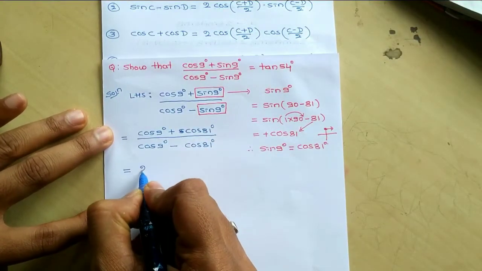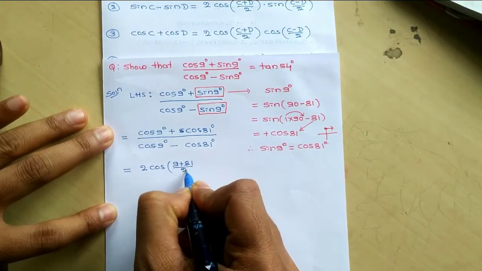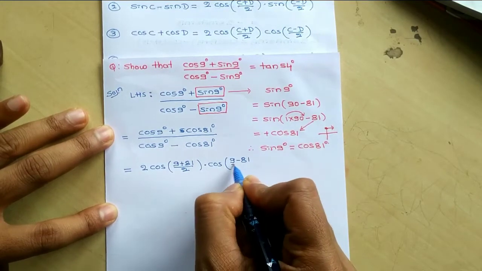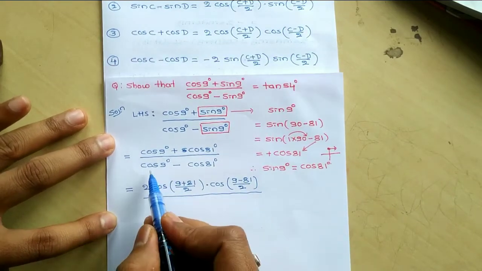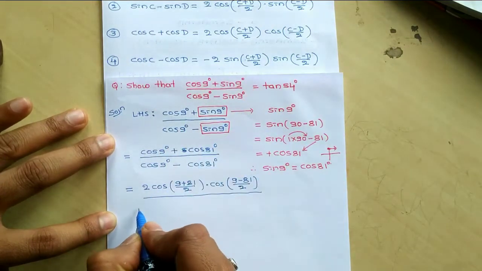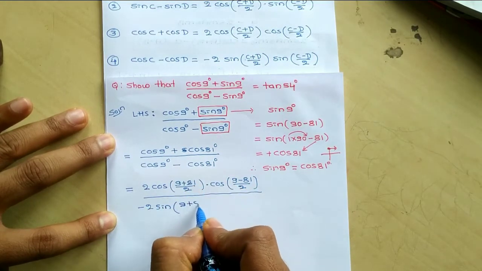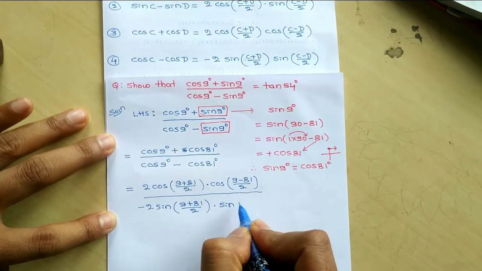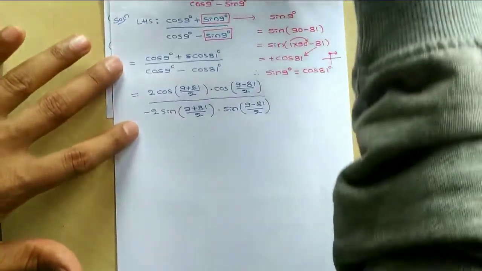So apply this formula. So that is 2 cos (9 plus 81) divided by 2 into cos (9 minus 81) divided by 2, divided by, next for denominator, cos 9 minus cos 81 is there, so apply cos C minus cos D formula, that is minus 2 into sin, C means 9 plus 81 divided by 2, into, next one is what? Sin (C minus D), 9 minus 81 divided by what here? 2. Okay.